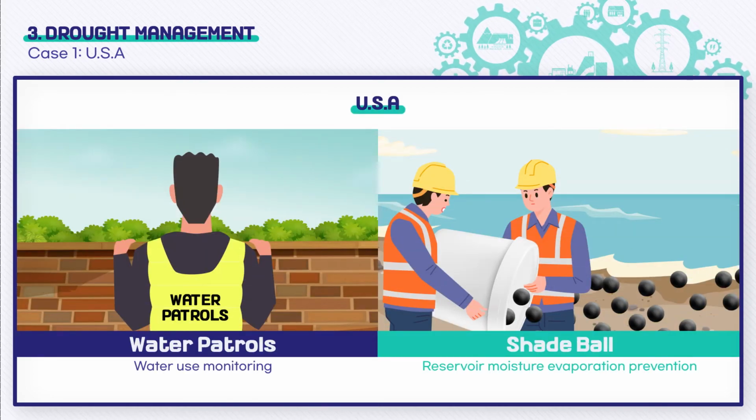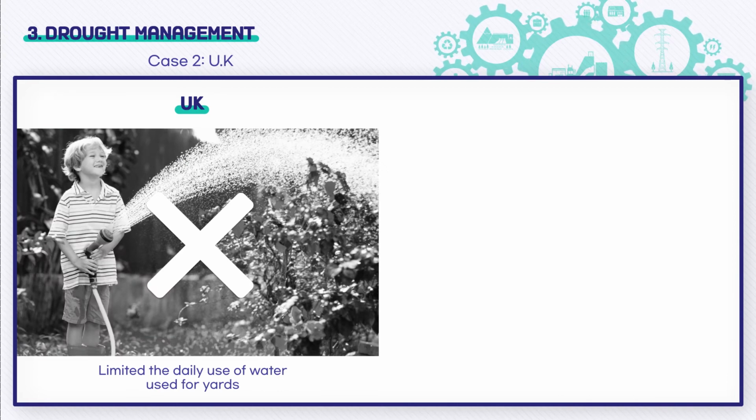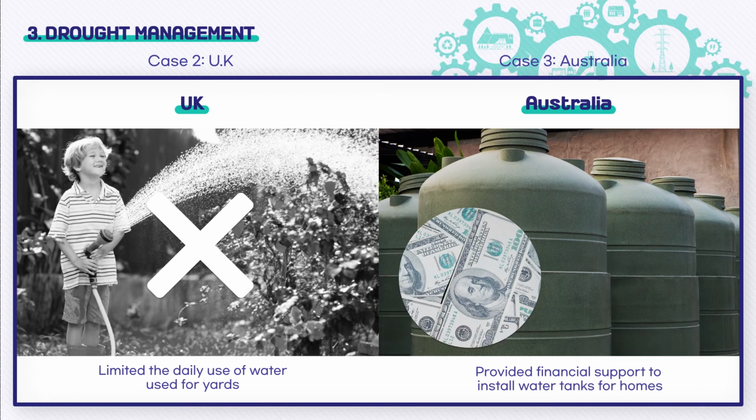The U.S. introduced water patrols which are responsible for monitoring the use of water. In another case in the U.S., shade balls were used to reduce evaporation in a reservoir. In the case of England, water used for yards and gardening were strictly regulated. In Australia's case, financial support was provided to residents who installed water tanks in their homes.